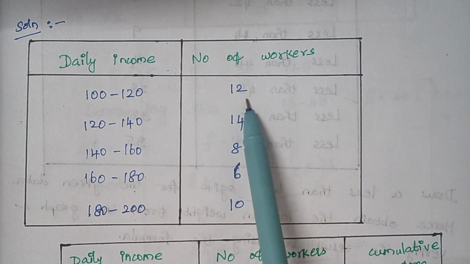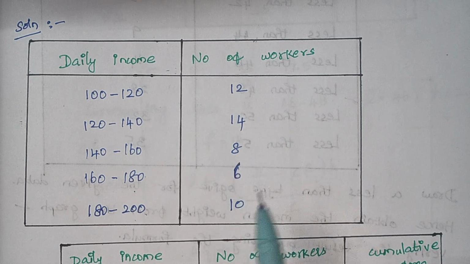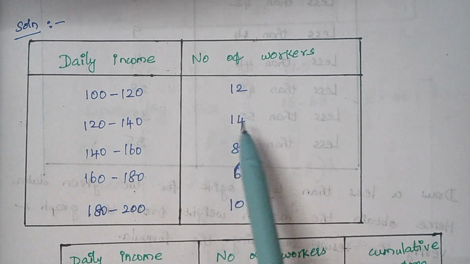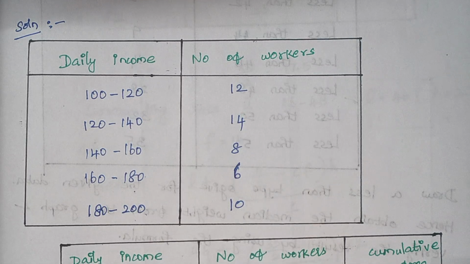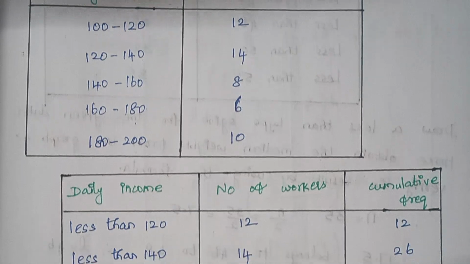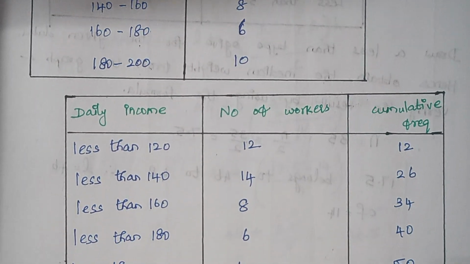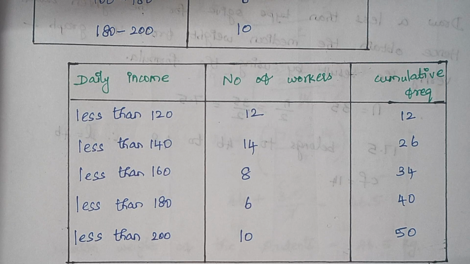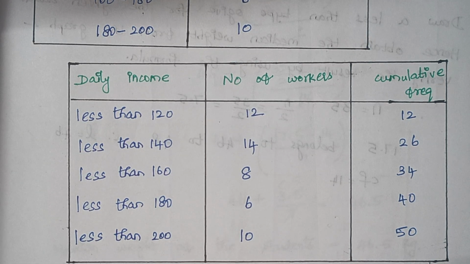Again, just have a look. You see here the frequencies are randomly placed. They are not properly arranged. So the given data are only frequencies. Now we have to find the respective cumulative frequencies. In this table I have rewritten the intervals in the form of less than type, and now we are going to find the cumulative frequency.